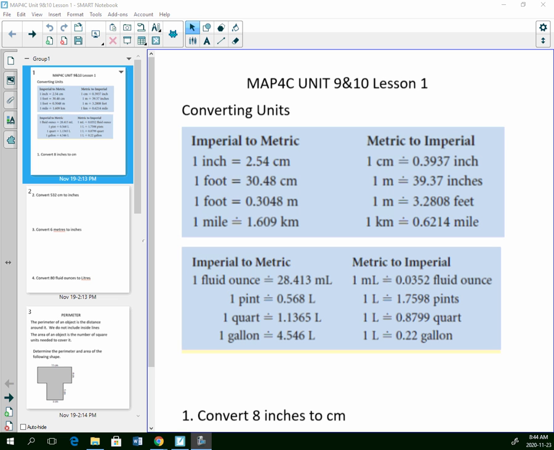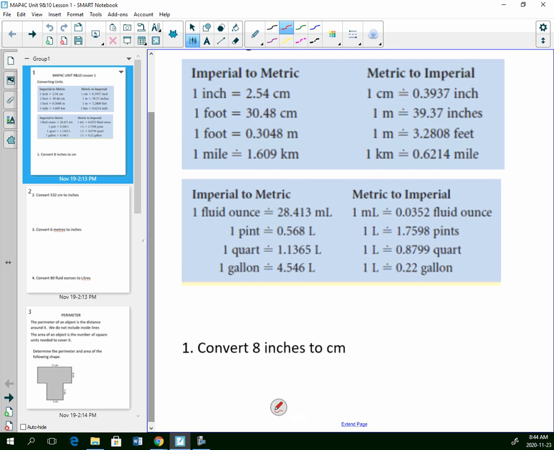Okay, so the first part of the guide is converting units, because sometimes with geometry the measurements aren't all in the same unit, so sometimes we have to be able to change some of them. So you'll always get a table to have the conversion units. Okay, so let's just look at a couple.